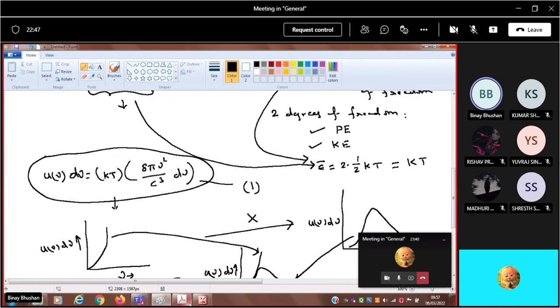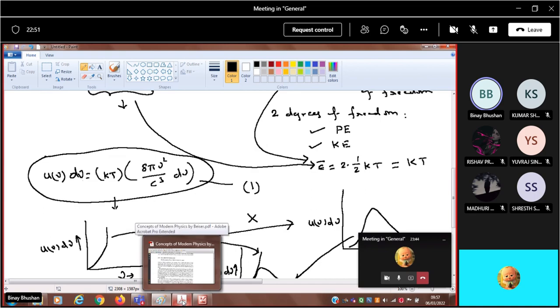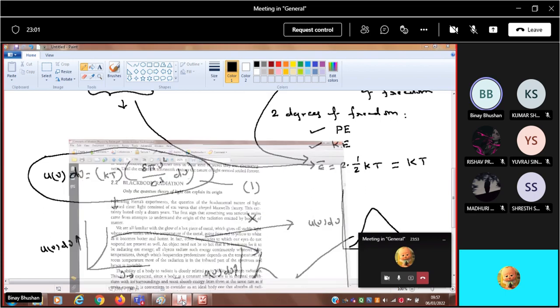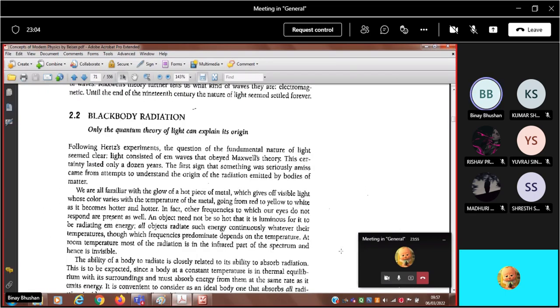I hope that somebody has the Beiser book here, but some students do not. So I can upload it also, right? In fact, today I should upload it. I am going to upload this Beiser book after the class. Is it visible? Yes, sir. So this is page 71 of that Beiser book. It is an old edition book.